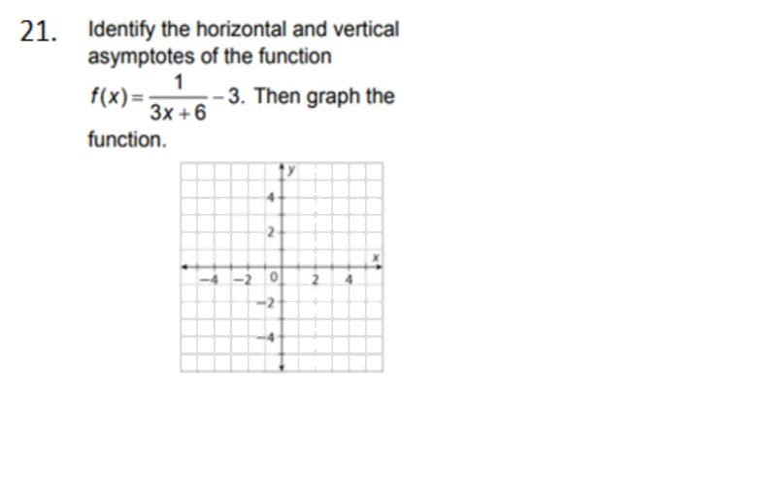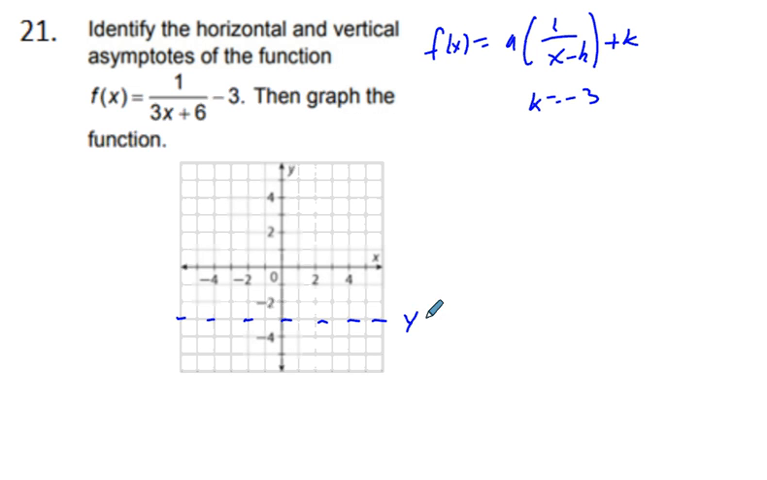Now, we should already know that, well, remember that f(x) equals a times 1 over x minus h, plus k. Well, k is equal to -3. And so what we have right here is y is equal to -3. So that would be our horizontal asymptote.